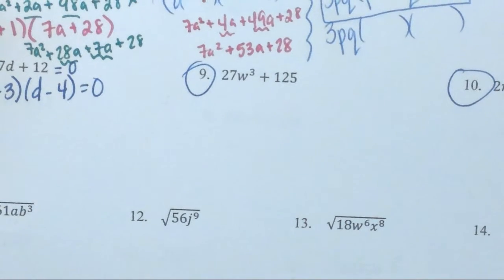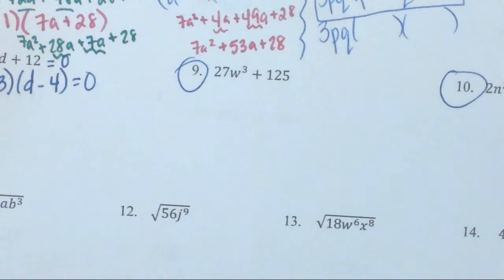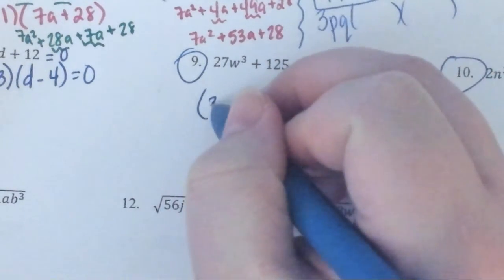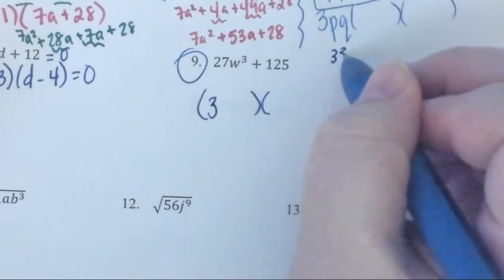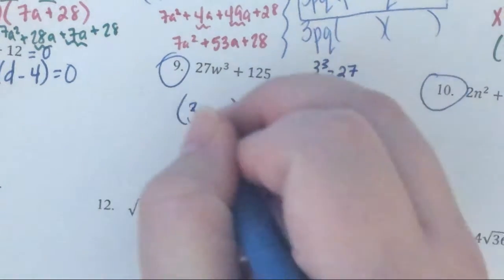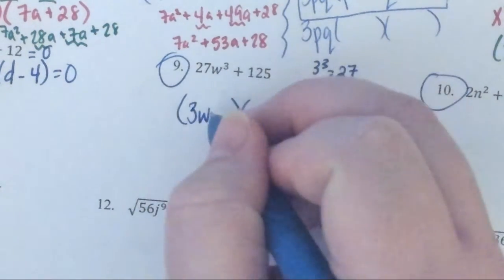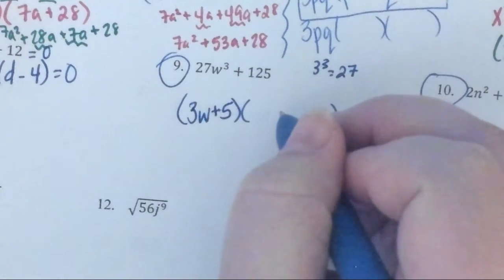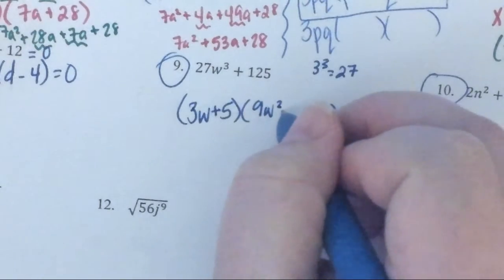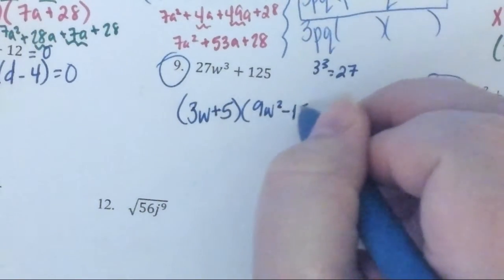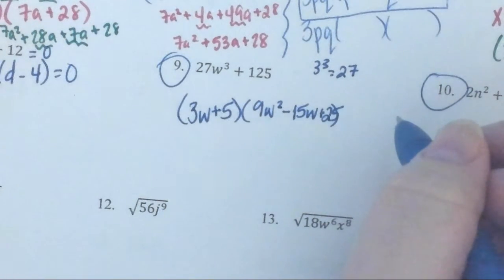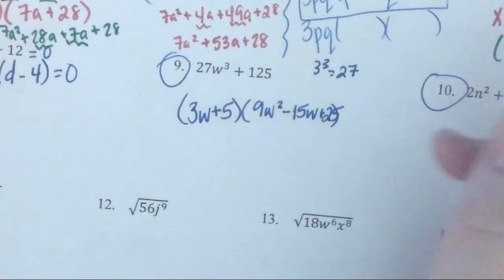Okay, number 9 is one that's going to make me cry if someone misses it, so don't tell me unless you're positive. 3 cubed is 27. Yes, I agree with that. 3w plus 5. 9w to the second minus 15w plus 25. Kelsey's been gone for like a week, but she somehow nailed it and is getting 2 points for that. Yes.